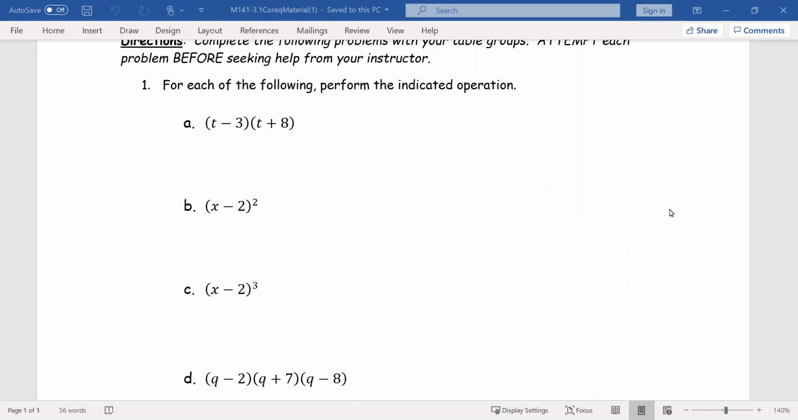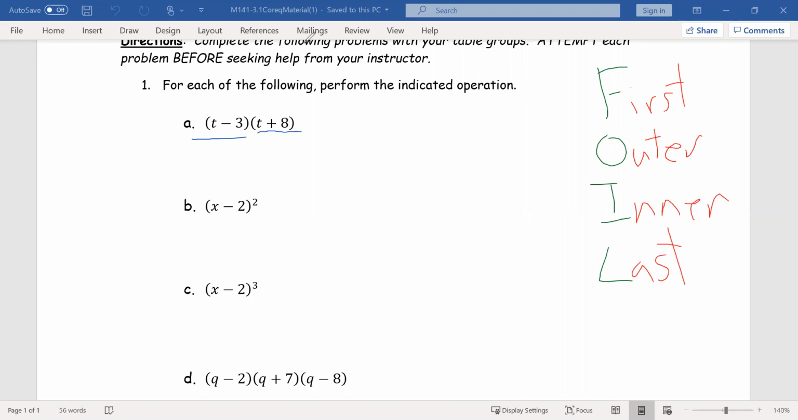If we look at the first one there, note that we have t minus 3, that quantity being multiplied by t plus 8. We've seen things like this before, and we know that when we need to multiply these two, we use something called FOIL. And recall that FOIL stands for first, outer, inner, and last.